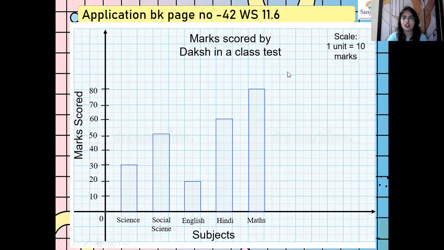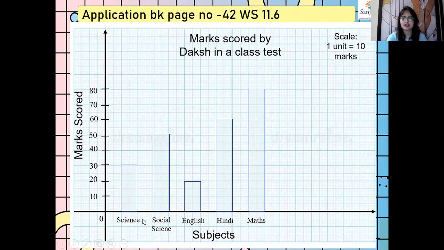First, always, whenever you draw a bar graph, you need to write the title for that bar graph. So here, the title would be marks scored by Daksh in the class test. Okay. Now, the scale you will be taking according to the marks given. Here, I have taken the scale as 1 unit equals 10 marks. Okay. 1 unit is for 10 marks. Can you see here? So here on the left hand side on this vertical axis, you will write 0, 10, 20, 30, 40, 50, 60, 70, 80. And here you will name it as marks scored.